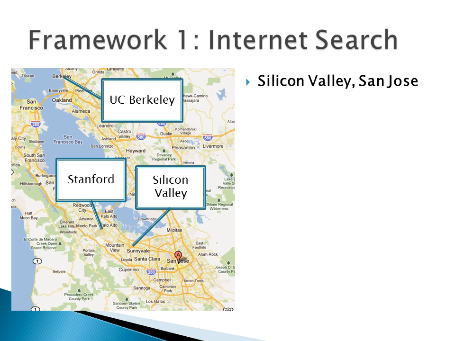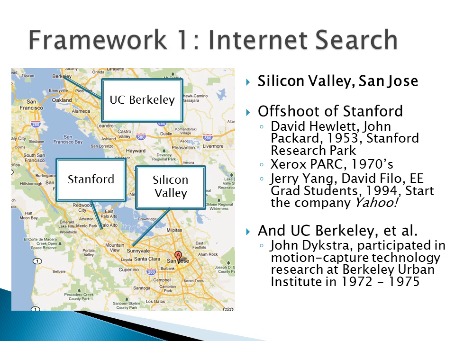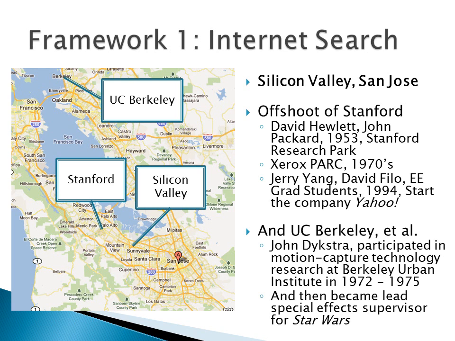is in San Jose, California, right outside of Stanford and close to UC Berkeley. It's an offshoot of Stanford. It was actually the Stanford Research Park. David Hewlett and John Packard, 1953, started Hewlett-Packard. Xerox, Yahoo moved there also. And John Dykstra of UC Berkeley, whose methods actually led to the special effects in the movie Star Wars.